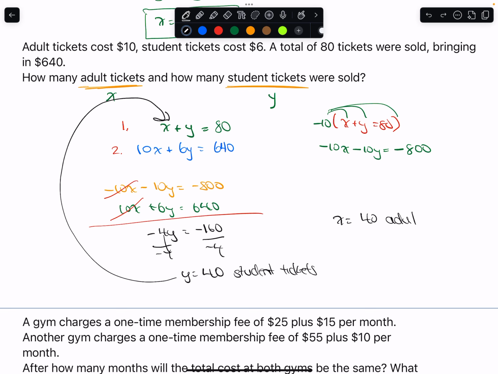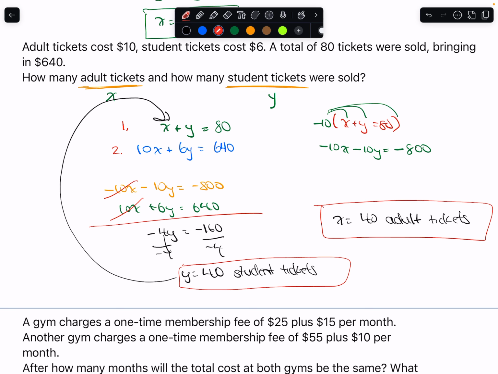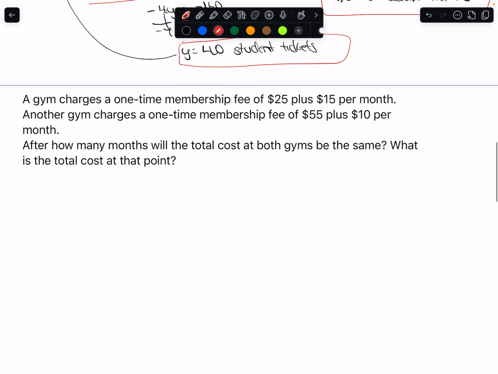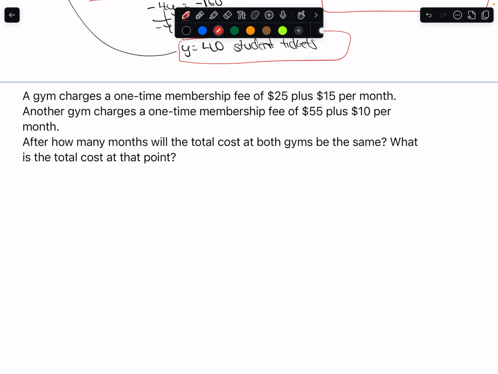Either way, it's your choice which way you'd rather choose to do this kind of question. But here we got our answers: 40 student tickets and 40 adult tickets. Our last question we will also work on, and it's a two-part question, so it's going to take a little bit more time as well.